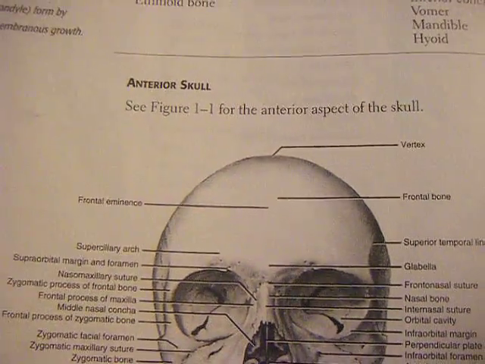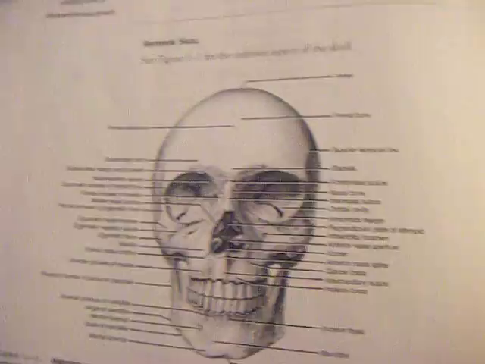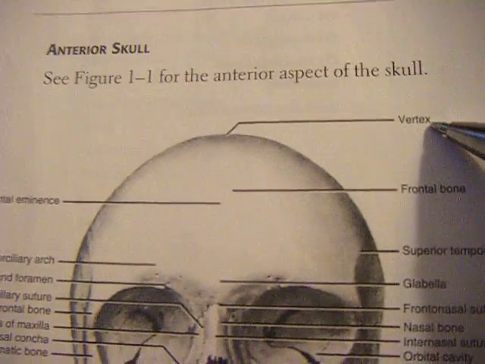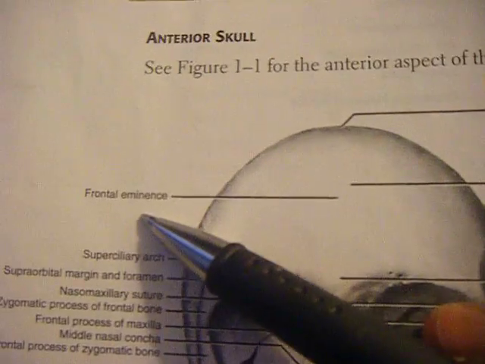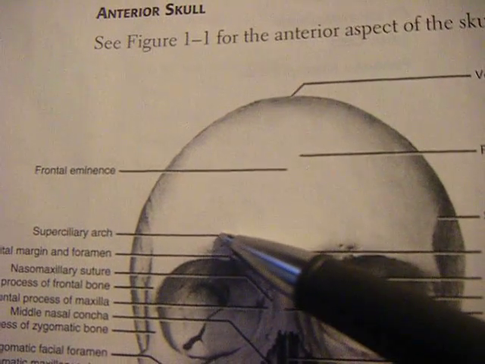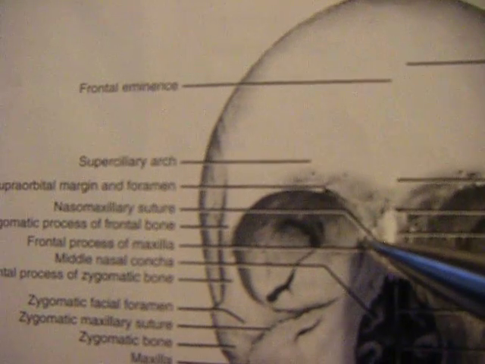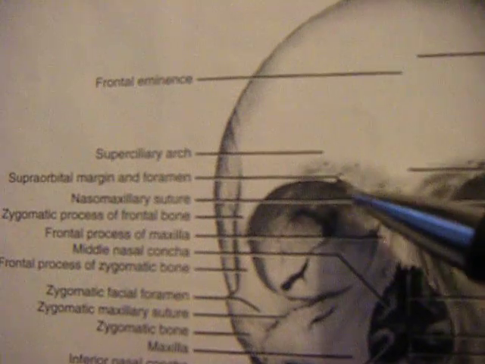Now you're looking forward to the anterior skull. This is the vertex of the skull. This is the frontal bone, and this is the frontal eminence. This is the superciliary arch. This is supraorbital margin and foramen.